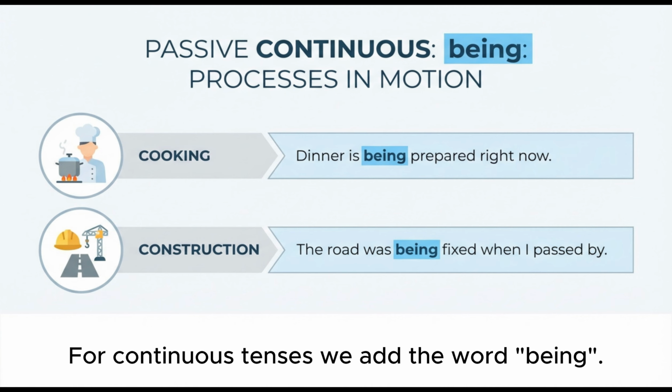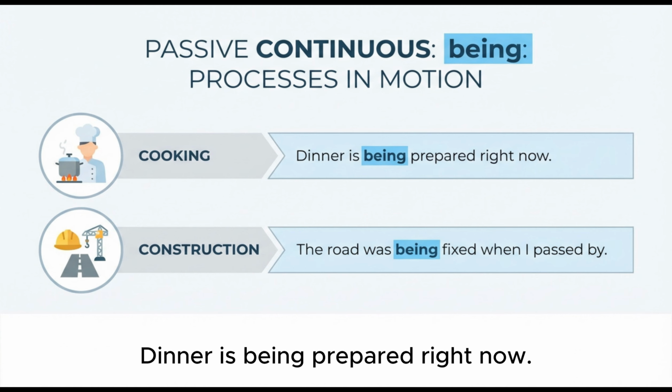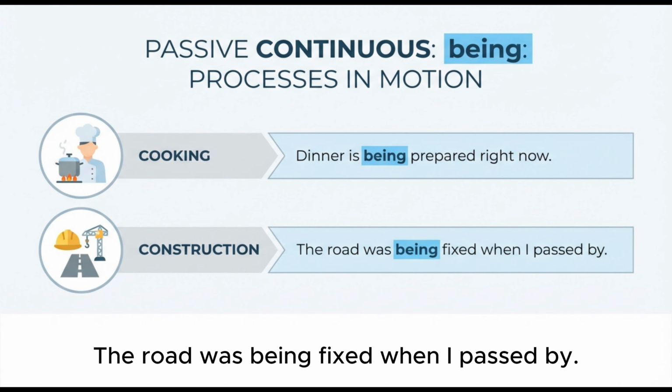For continuous tenses, we add the word being. Dinner is being prepared right now. The road was being fixed when I passed by.